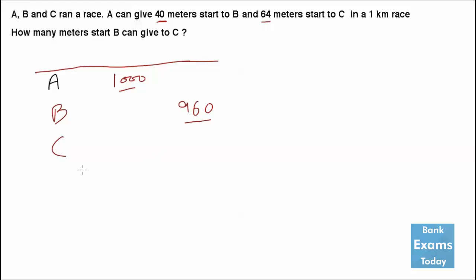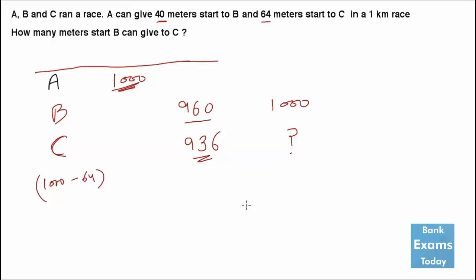So it comes out to be 1000 minus 64, so it is 936. When A ran 1000 meters, C ran just 936 meters. So now we have to find when B ran for 1000 meters, how many meters C ran.